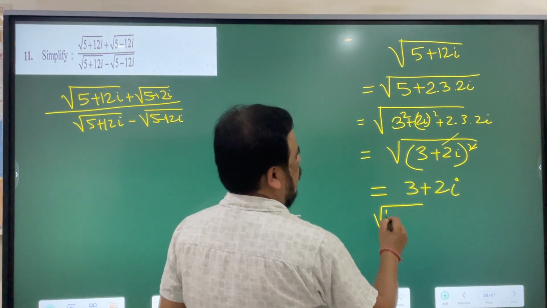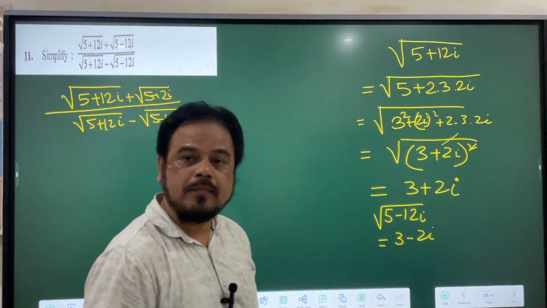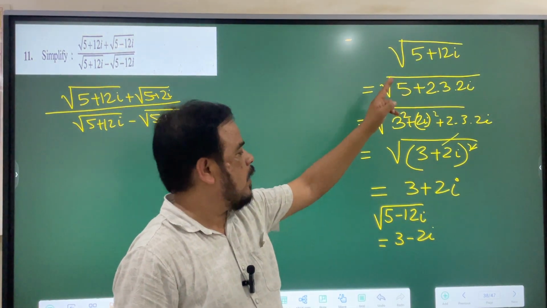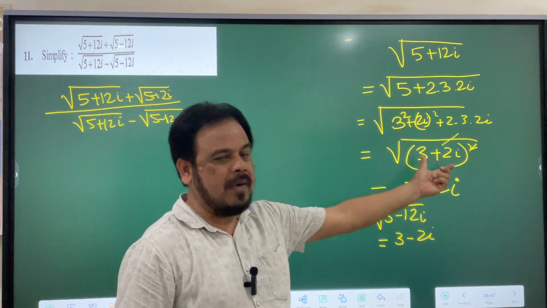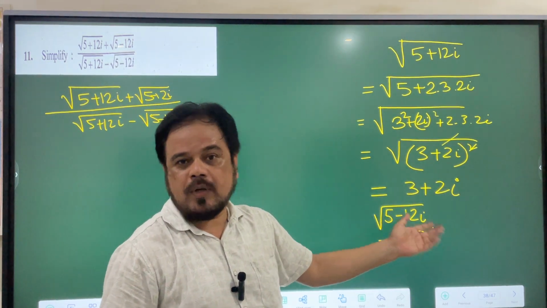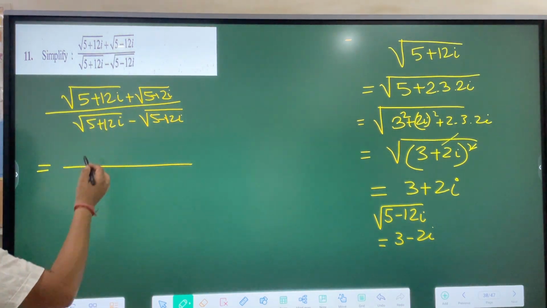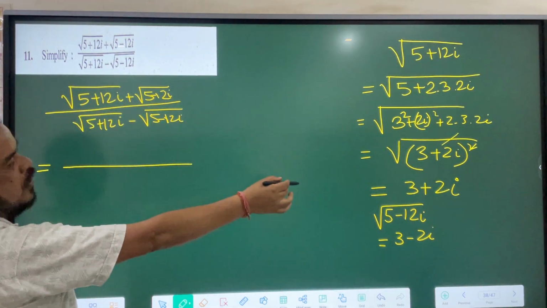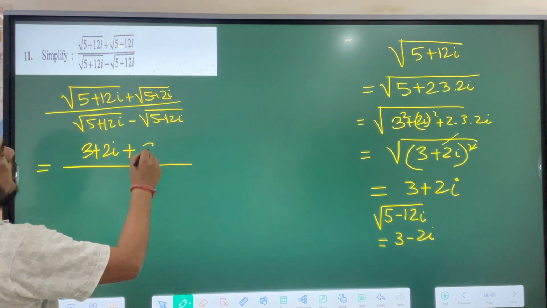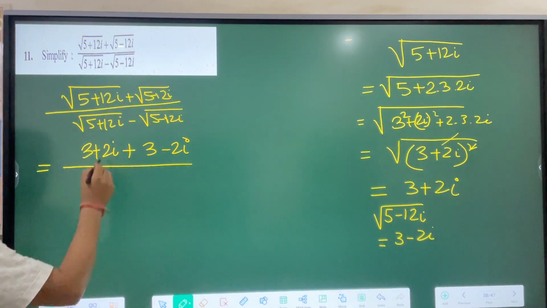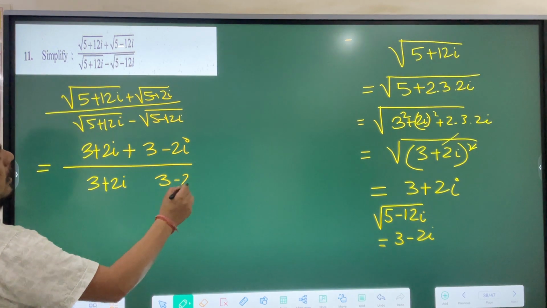So the square root of 5 minus 12i, what will you get? 3 minus 2i. Here plus twice ab, so a plus b whole square. Here you get minus twice ab, so a minus b whole square. So we can put the values directly. This is a very simple sum, only looking bigger. 5 plus 12i is 3 plus 2i. 5 minus 12i is 3 minus 2i. Again 5 plus 12i is 3 plus 2i, and 5 minus 12i is 3 minus 2i.